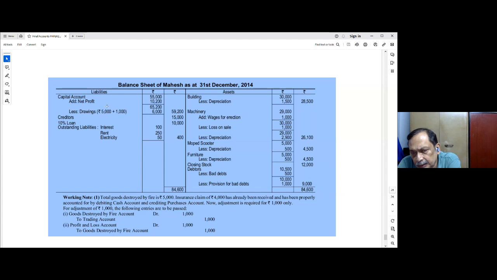From debtors, we have deducted bad debts. And from good debtors, that is debtors less bad debt, the remaining good debtors, on which we have made provision for bad debts, deducted, and debtors comes to 9,000.